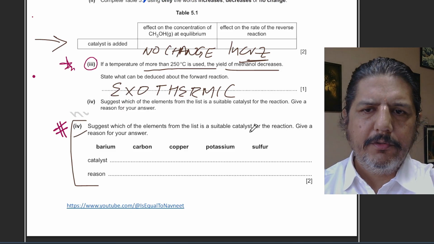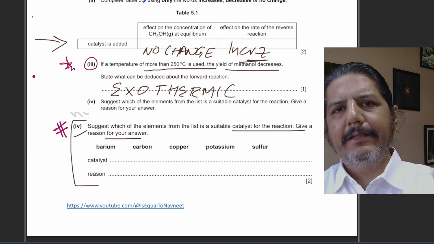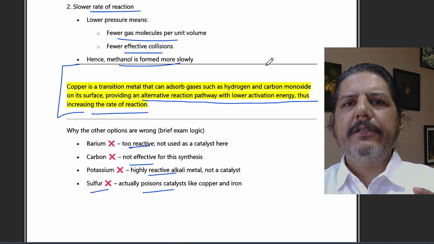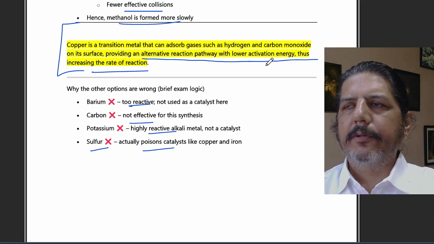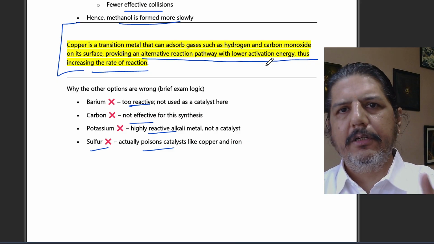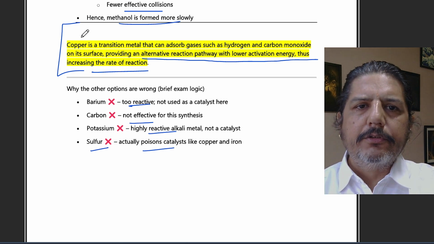So they are asking, what is a suitable catalyst for the reaction? Give a reason for your answer. Now, see, for catalyst, always remember that the transition elements will make the best catalyst. You will do that in, I think, the periodic table chapter. It's a question which is asked again and again. So transition elements will make the best catalyst.